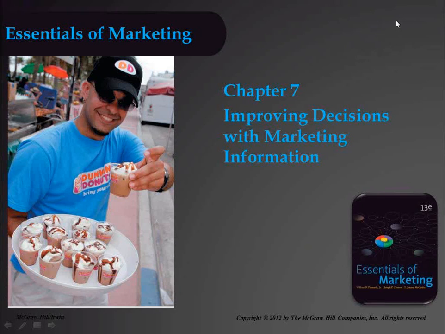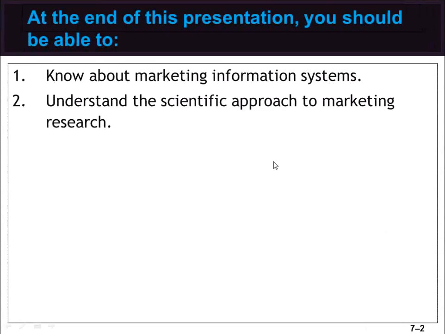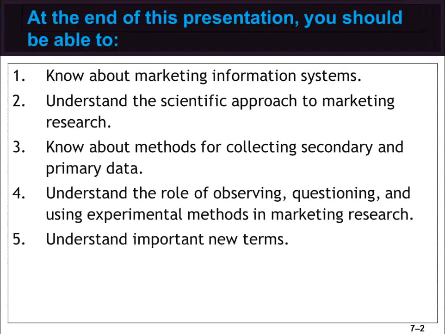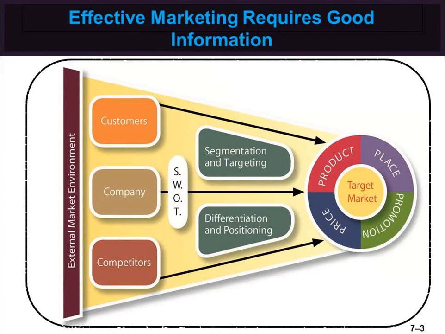Chapter 7, Improving Decisions with Marketing Information. Throughout this discussion, you will learn about marketing information systems, understand a scientific approach to marketing research, learn methods for collecting secondary and primary data, understand the role of observing, questioning, and using experimental methods in marketing research, and understand important new terms.